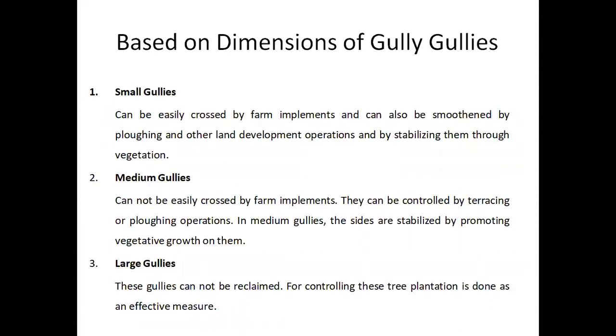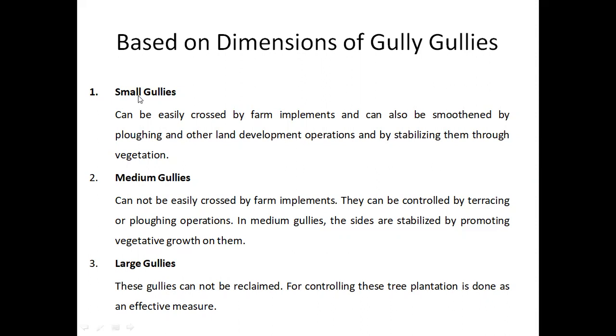Now, gully classification based on the dimensions of the gully. There are three classes of gully. The first one is the small gullies, the second one is the medium size gullies, and the third one is the large size gullies. This classification is based on the dimensions, but nowhere can we mention the dimension of the gully; the size is mentioned according to the control measures, or how the gullies can be controlled.